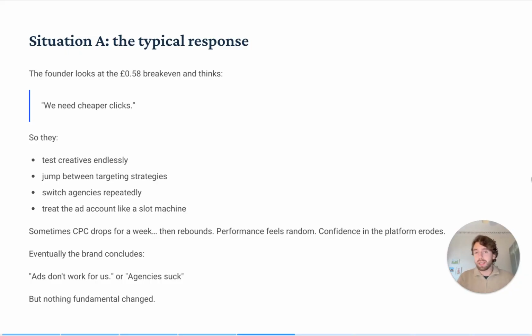And they basically buy a lottery ticket with the ad account with each ad. They treat it like a slot machine. They're relying on kind of luck or good fortune to make things work. And sometimes the CPCs drop for a little bit and then they rebound, or they put the budget up and then it drops some, whatever. Performance feels random, the confidence in the platform erodes, and generally speaking, everybody's not feeling very good. And eventually, the brand concludes, ads don't work for us, agencies suck, but nothing's actually changed on a fundamental level.